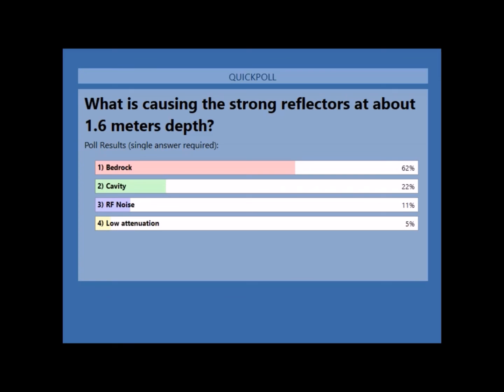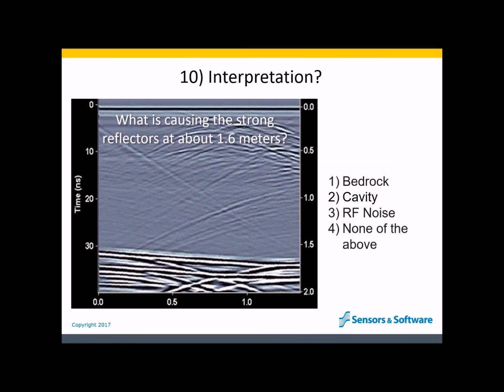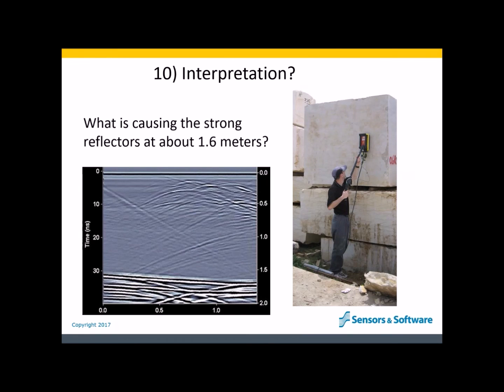However, once the data is put in context, so let's have a look at the answer here. Let's unhide this so you can see something that's going to help you understand this image a lot better. Once the data is put in context by seeing the photo of where it was collected, the interpretation of where the reflection is from turns out to be the more obvious. It's the far side of the stone block.